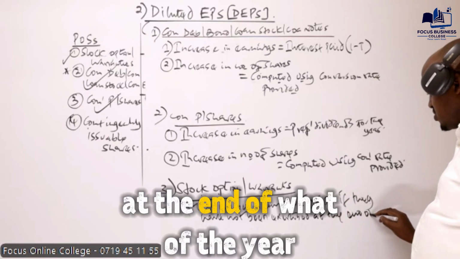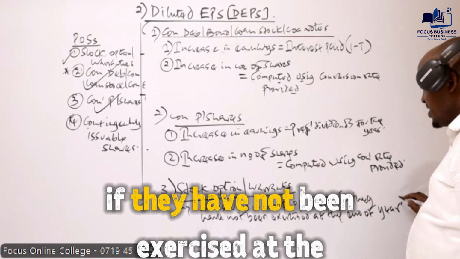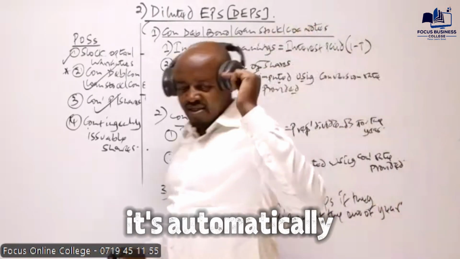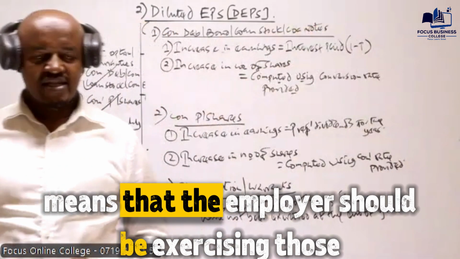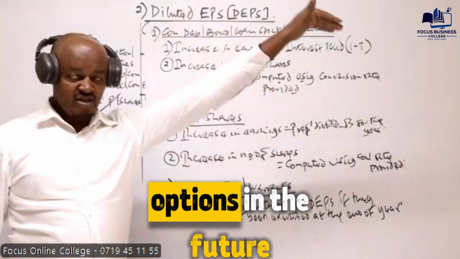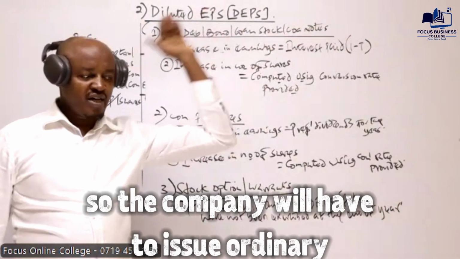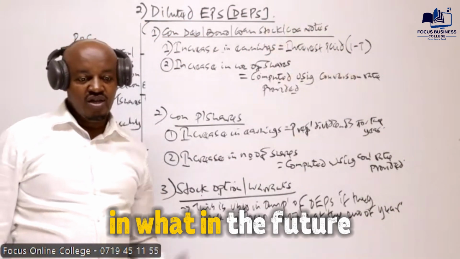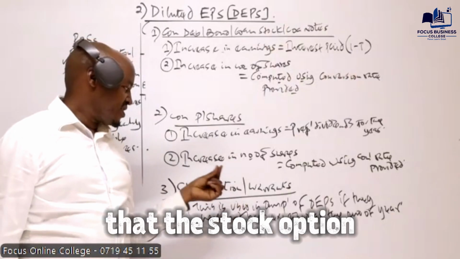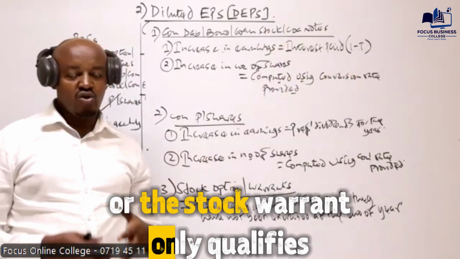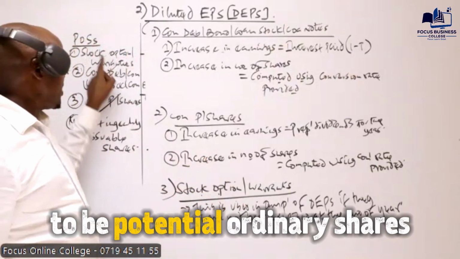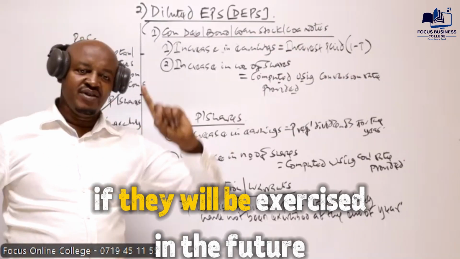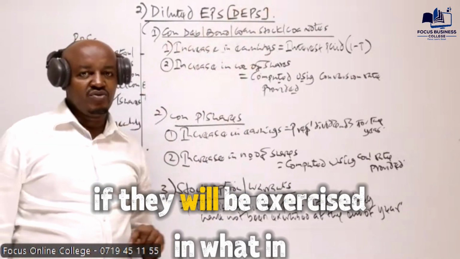If they have not been exercised at the end of the year, it automatically means that the employees will be exercising those stock options in the future. So the company will have to issue ordinary shares in the future. So this is very important: the stock option or the stock warrant only qualifies to be potential ordinary shares if they will be exercised in the future.